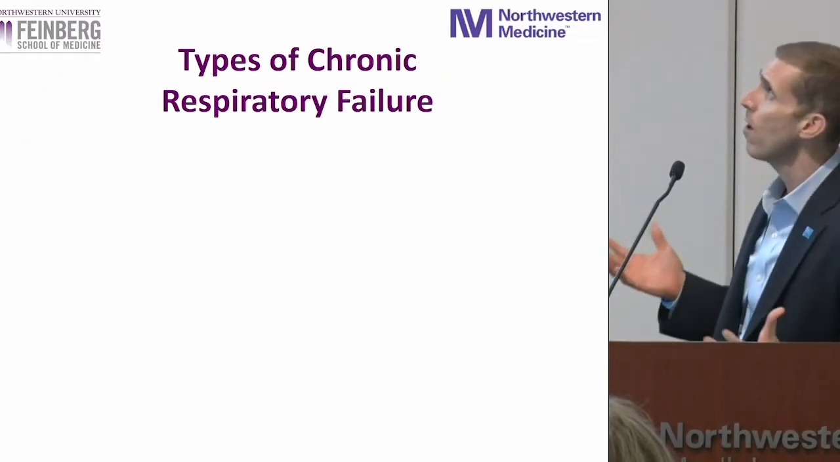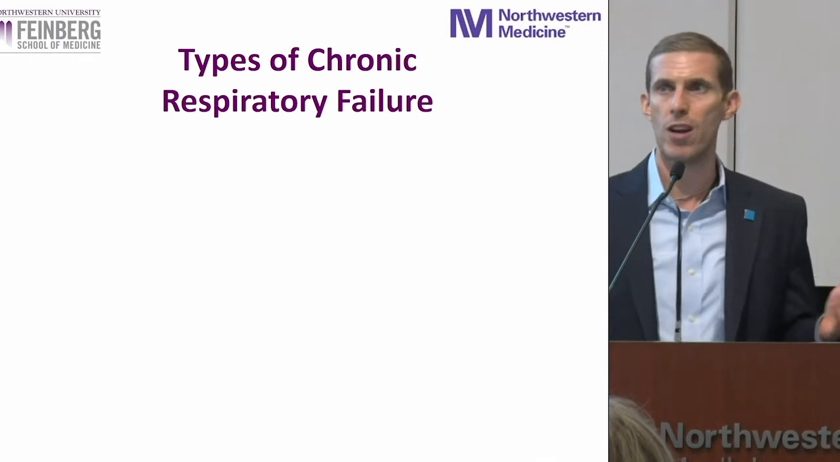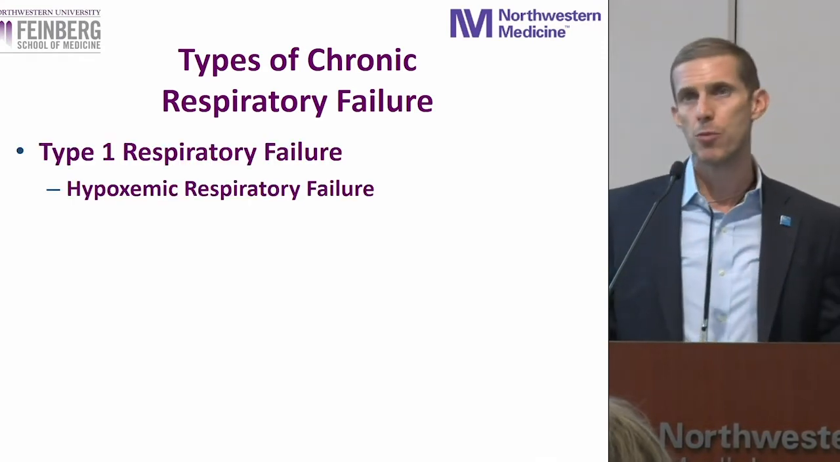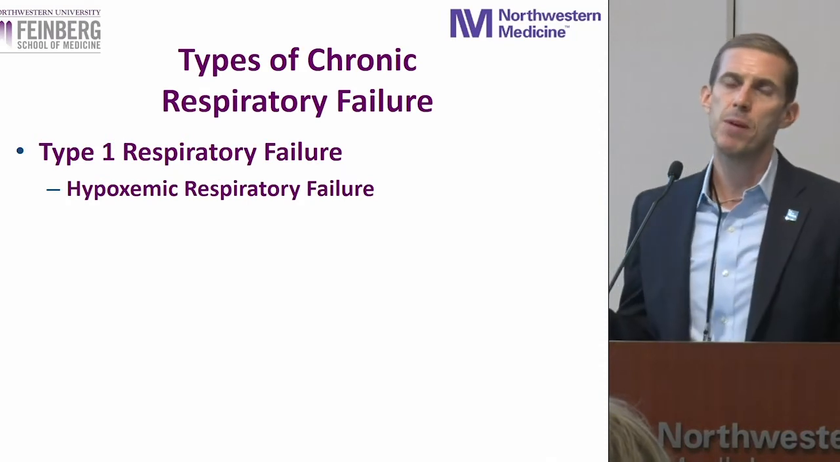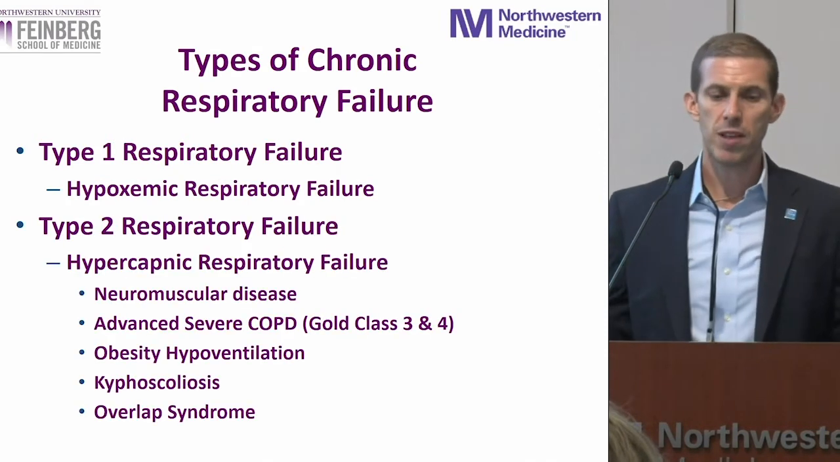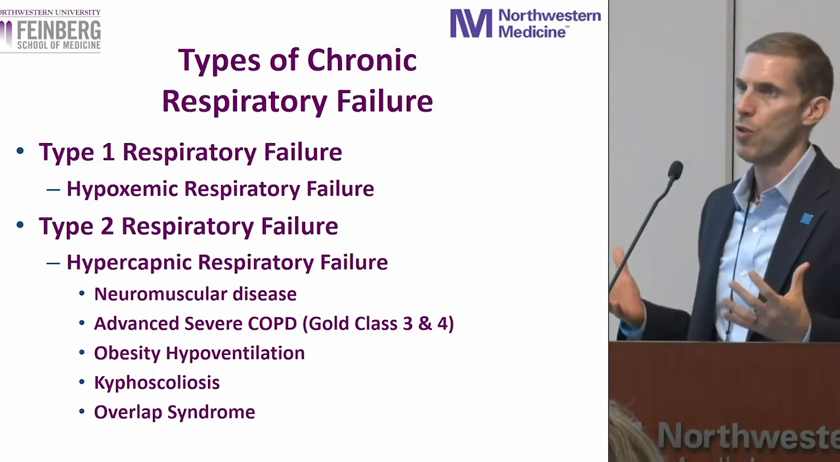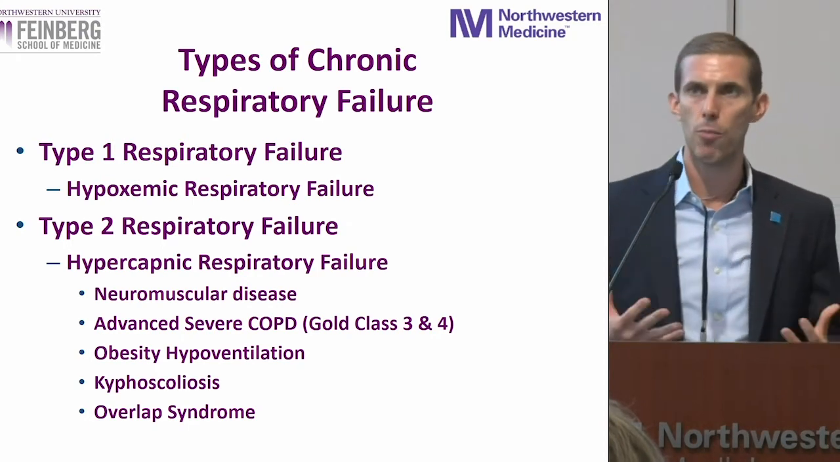When we talk about types of chronic respiratory failure, there are 2 main types. There's type 1 respiratory failure, which is hypoxemic respiratory failure, usually not the case in people living with ALS. People living with ALS tend to suffer from what we call type 2 respiratory failure, or hypercapnic respiratory failure. They cannot ventilate or breathe appropriately.